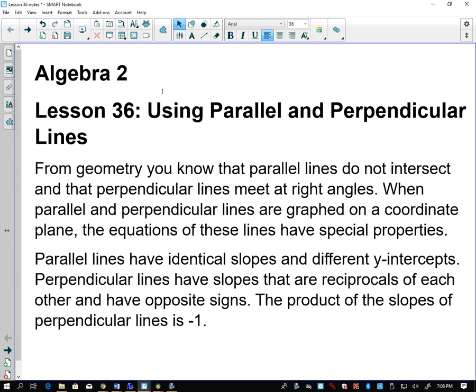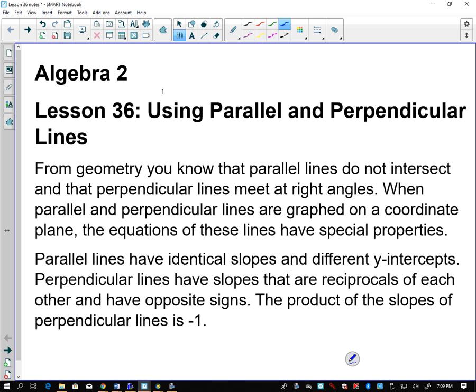From geometry, you know that parallel lines do not intersect, and that perpendicular lines meet at right angles. When parallel and perpendicular lines are graphed on a coordinate plane, the equations of these lines do have special properties. Parallel lines have identical slopes. The only thing that's going to be different on parallel lines is that they'll have a different y-intercept. Perpendicular lines have slopes that are reciprocals of each other and have opposite signs. The easy way of saying that is that they are opposite reciprocals of each other.